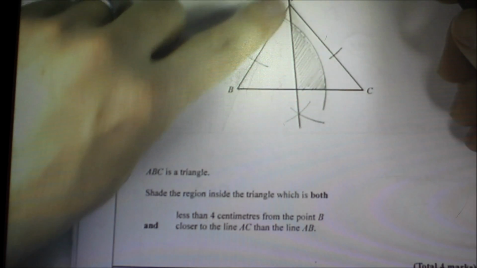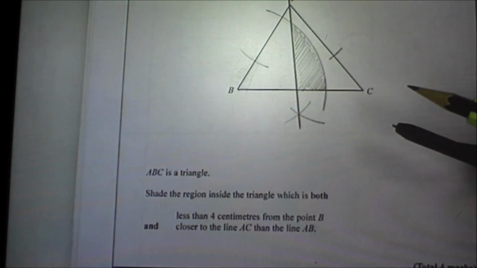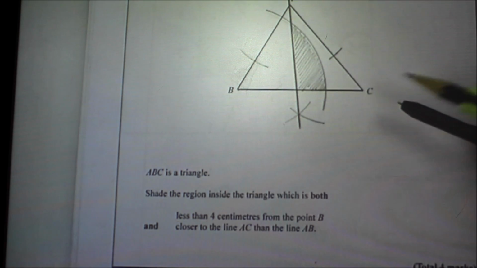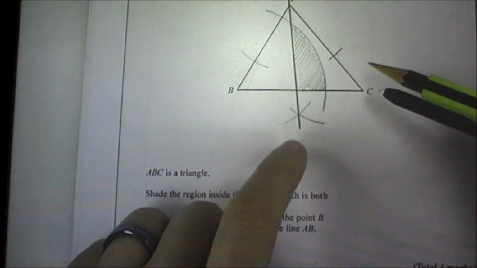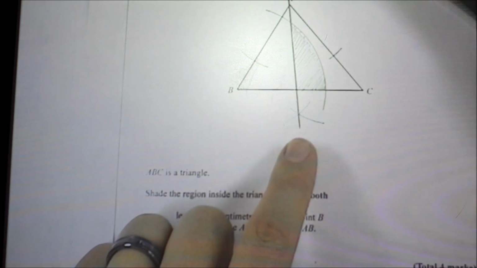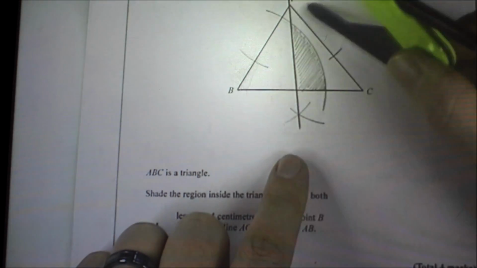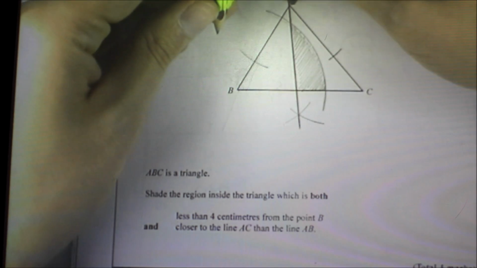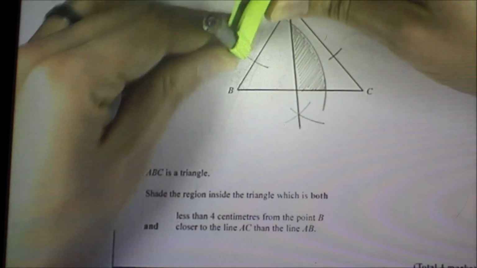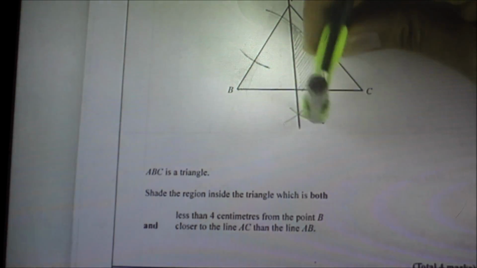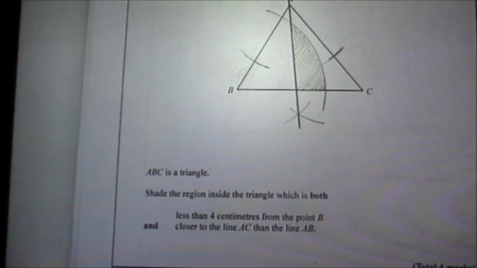So what I've done is the perpendicular bisector of... I bisected the angle, bisected that angle there. So what I've done is put my compass on there, and I've drawn that arc there and that arc there, and then I've gone on and connected them up where they cross, and then I've drawn the line going up, and then just shaded in the bit that is less than 4 centimetres from point B, which is inside this whole region here, but closer to line AC. So that is just that bit there.